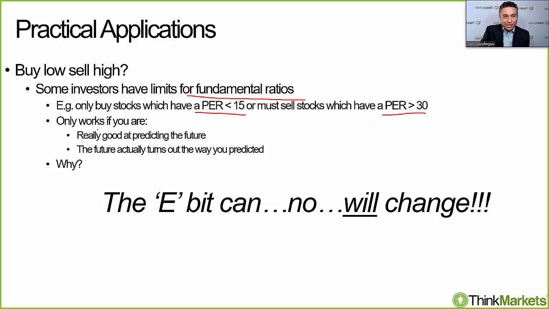Okay, these PE ratios really, you can do historical ones and they're fantastic and it's better than nothing, but they're only really good if you're really good at predicting the future, and then the future actually turns out the way you predicted. Question mark, come on. The EBIT, for example, in the PE ratio can and will change. It will change. So you've got to be able to roll with that and make adjustments to your models as you go along. So there's no perfect model.